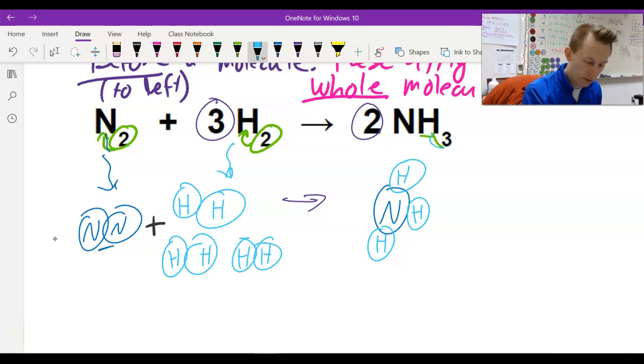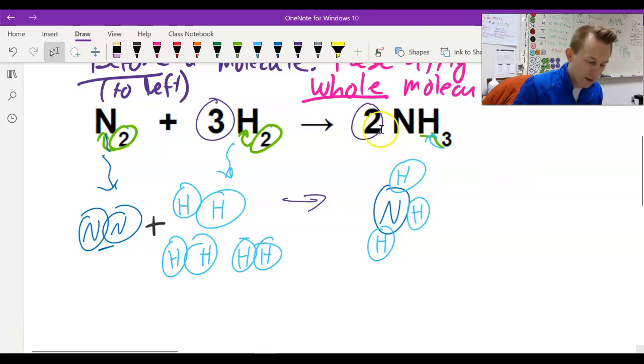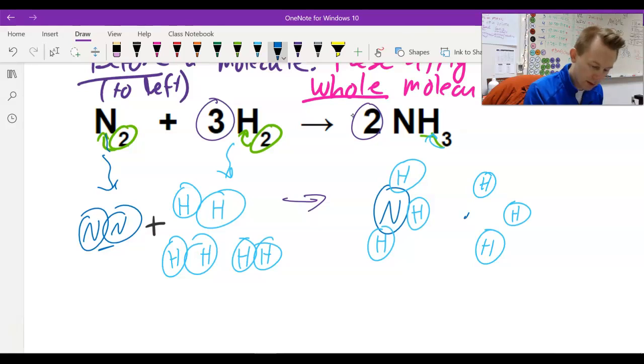Again, this little 3 tells me I have 3 H's, and that does not apply to the N. But this coefficient of a 2 right here tells me that I need 2 sets of those. So let me just go like this. And that. And there we go. The one thing that I did not label yet, so that's your particle diagram.